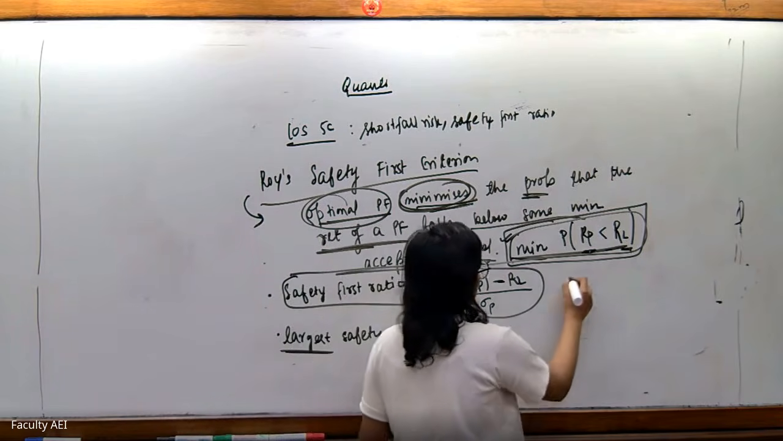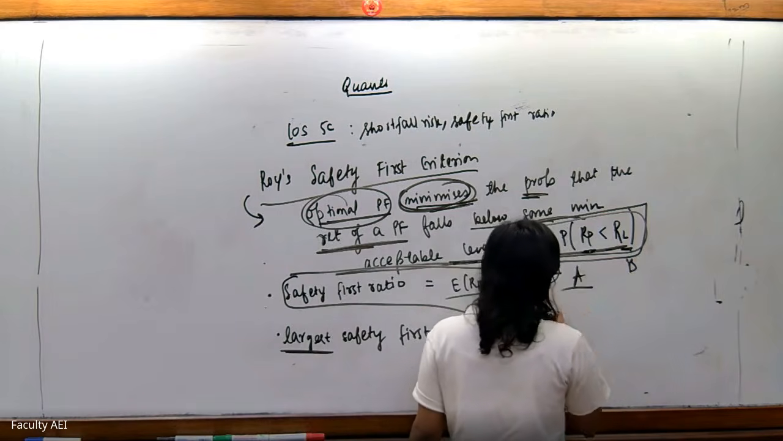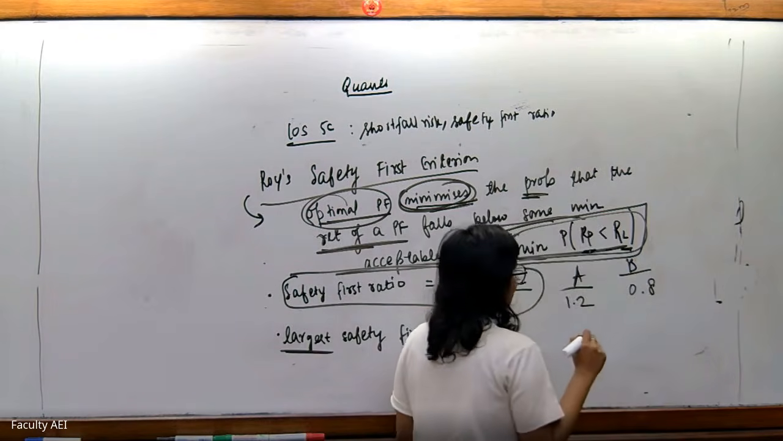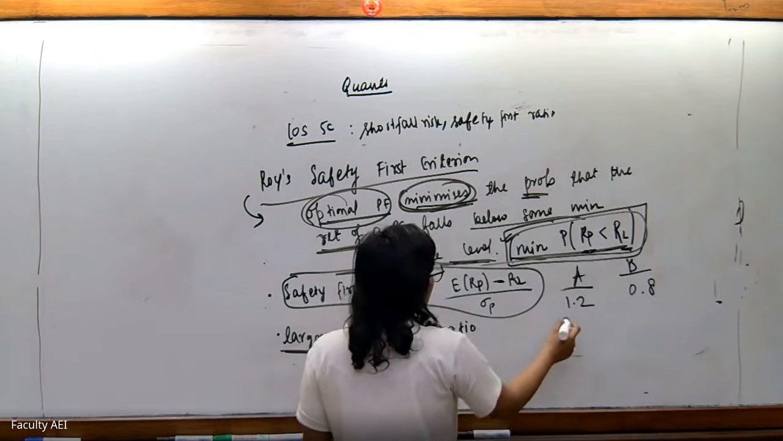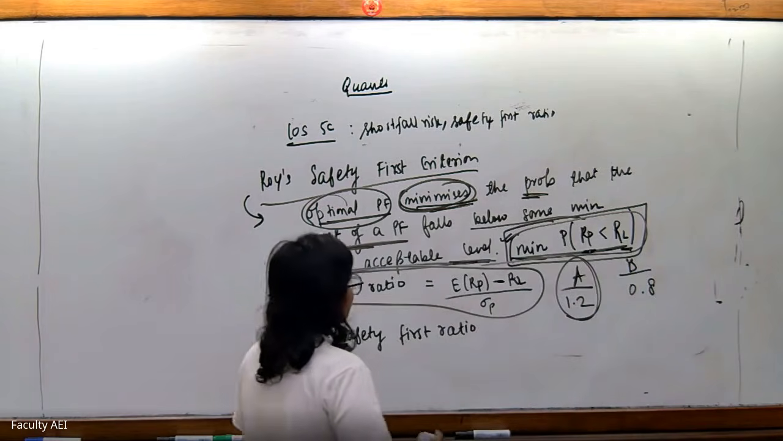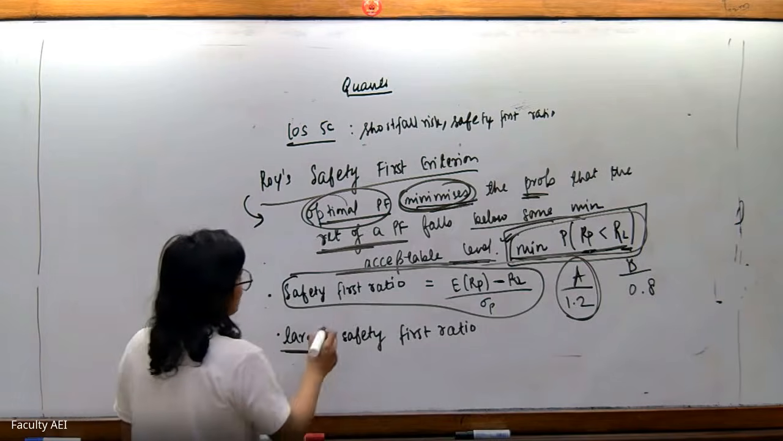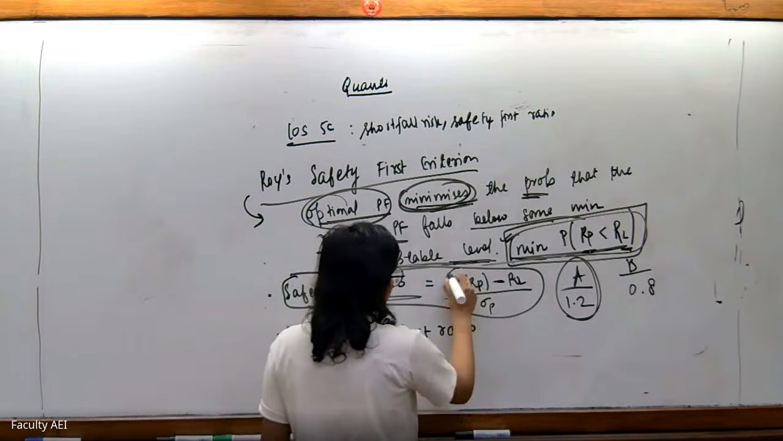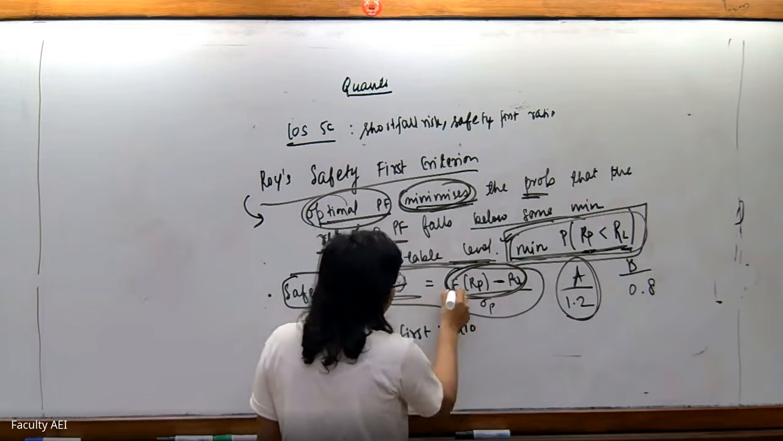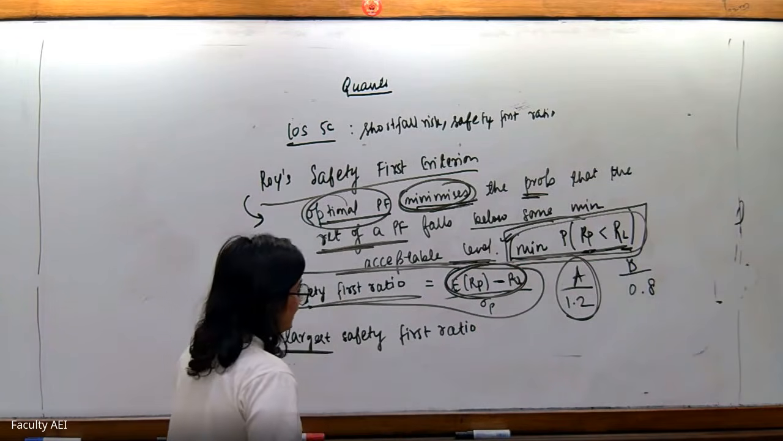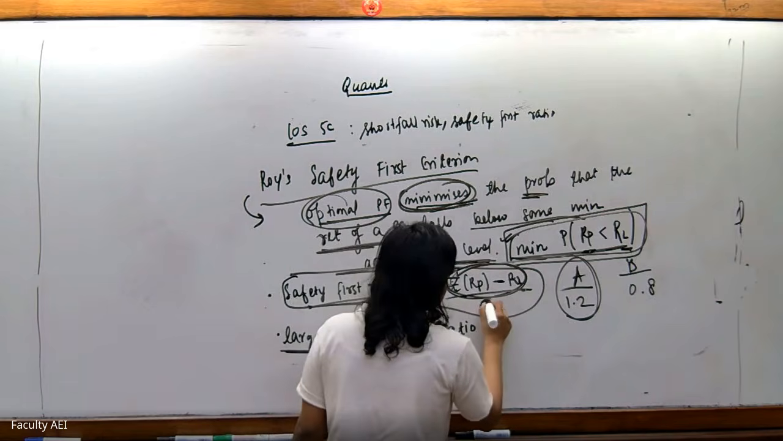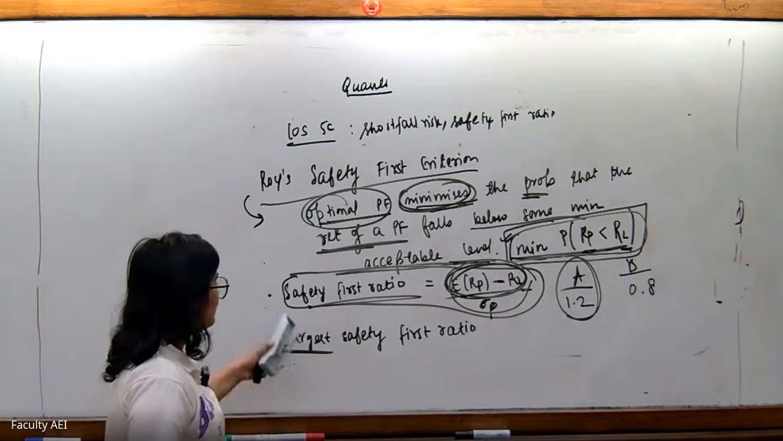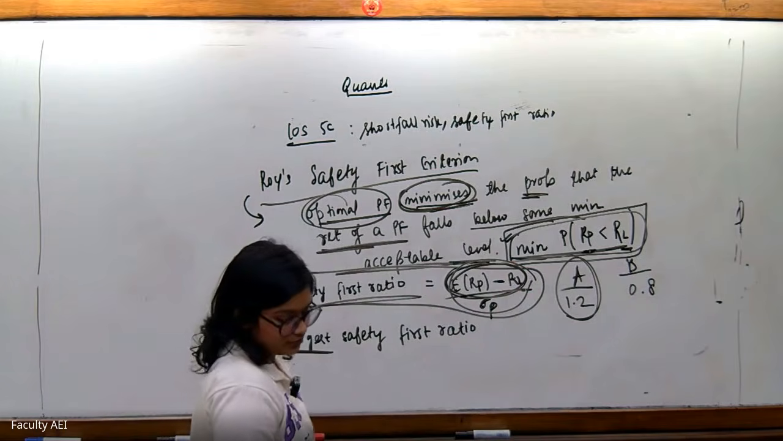So if portfolio A has, let's say, a 1.2 ratio and portfolio B has a 0.8 safety first ratio, you will go with option A because it has the largest safety first ratio. What does this mean? That your E(RP) minus RL divided by sigma P should be greater when you are choosing the optimal portfolio.